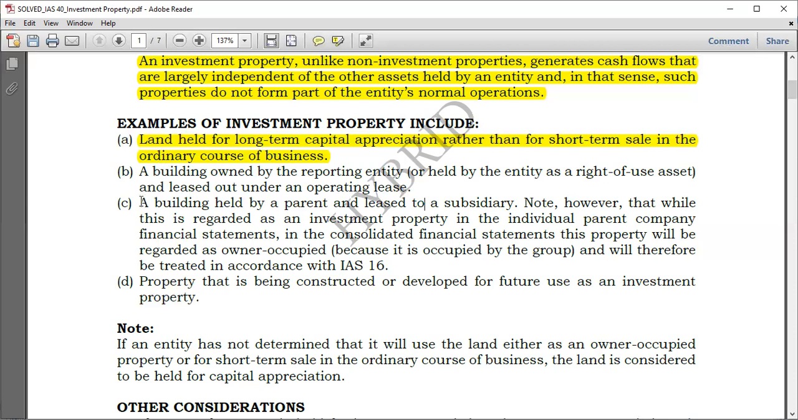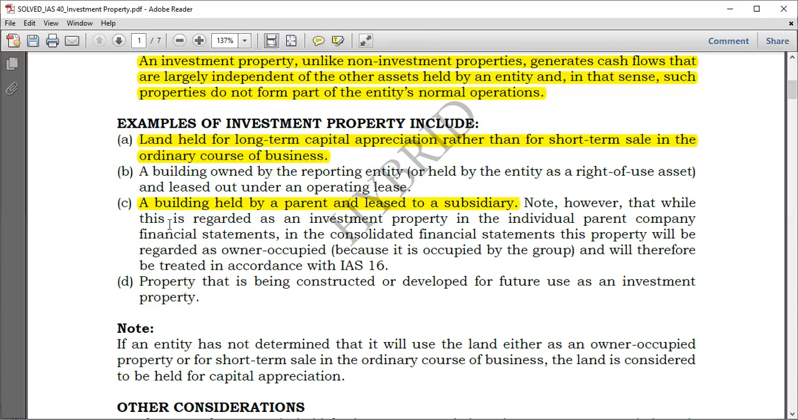And maybe you have example C, a building held by the parent and leased out to a subsidiary. Be careful here. This one is usually very important. You know, in financial reporting, there is something called consolidation of financial statements. If you are a company and maybe you have purchased shares of another company, usually more than 50%, you will be controlling that company and you will be seeing it as a subsidiary. And now when you are required to prepare the financial statements, we usually have to prepare the group accounts, the combination of the parent, which is you, and the subsidiary as a single economic entity, right?